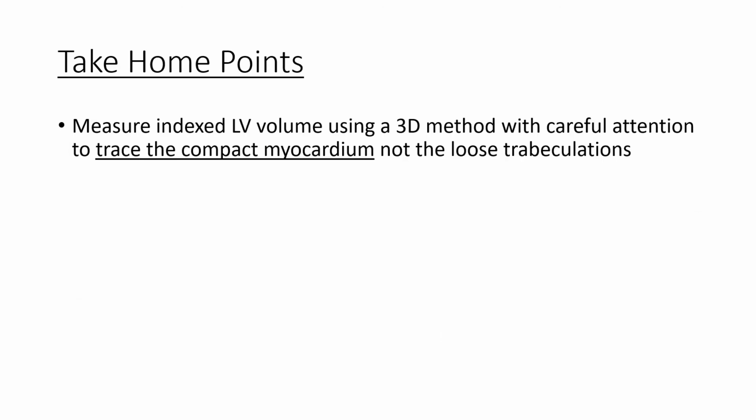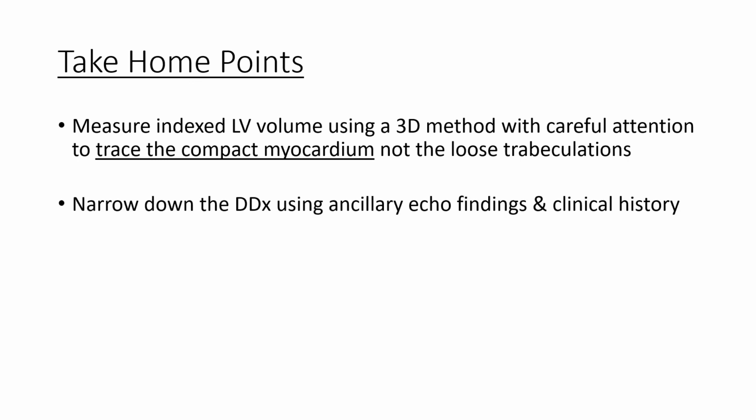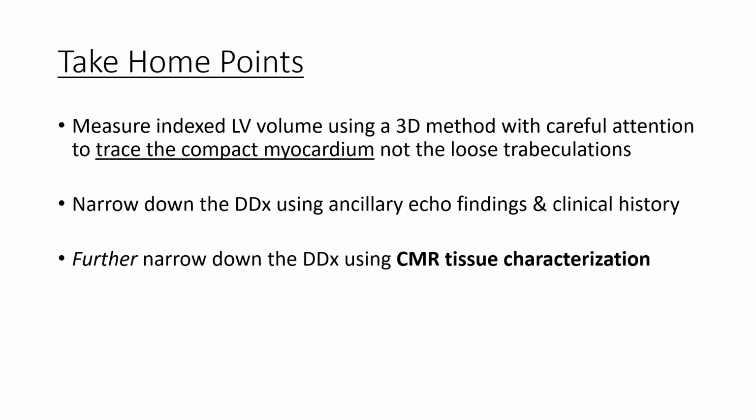So to summarize, four take-home points. Firstly, it's important to measure indexed LV volumes rather than linear dimensions, and to do so with a 3D method, carefully tracing the compact myocardium and not the loose trabeculations. Once we've identified a dilated dysfunctional heart, we can narrow down our differential diagnosis using ancillary echo findings and, to a large extent, clinical history.